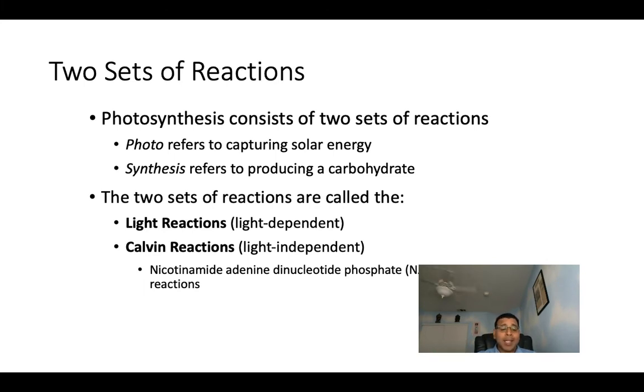The two sets of reactions are called light reactions, or we can call them light-dependent reactions. The reason we call them light-dependent reactions is because they cannot occur unless light is present. And then second, we have our Calvin cycle reactions, which we can also refer to as our light-independent reactions, because they will occur whether or not light is present.